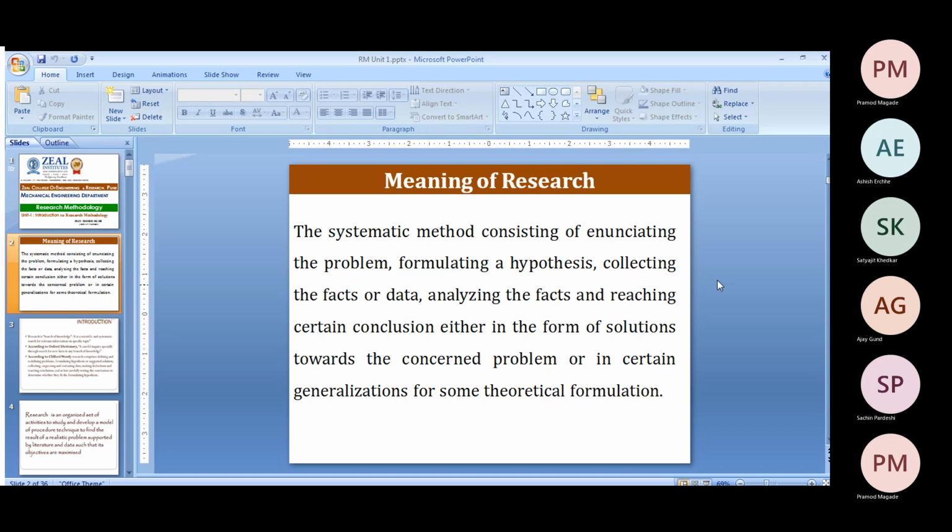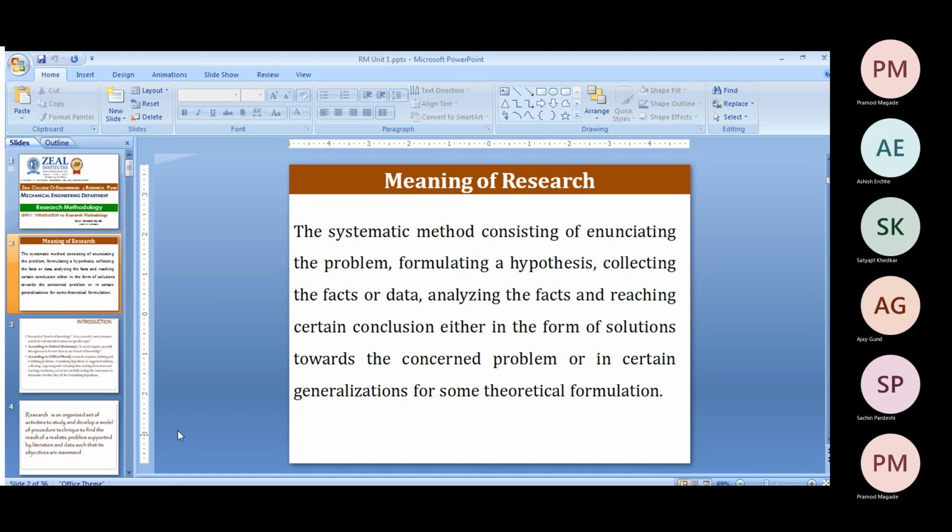Anyone? Sir, looking like impossible things. Okay, correct. Imaginary things, or we are predicting the things which are not actually done by some researcher, so that we call a hypothesis.